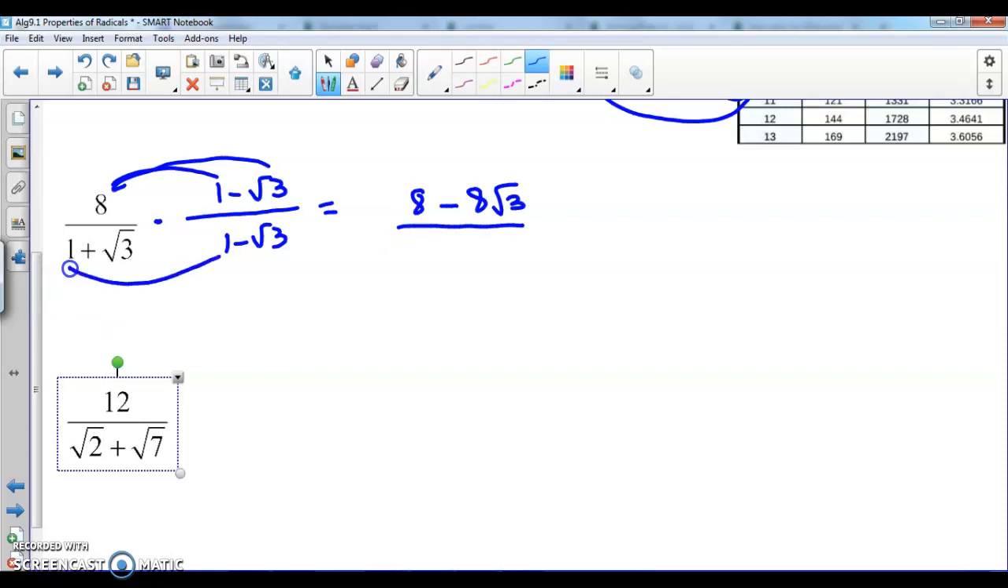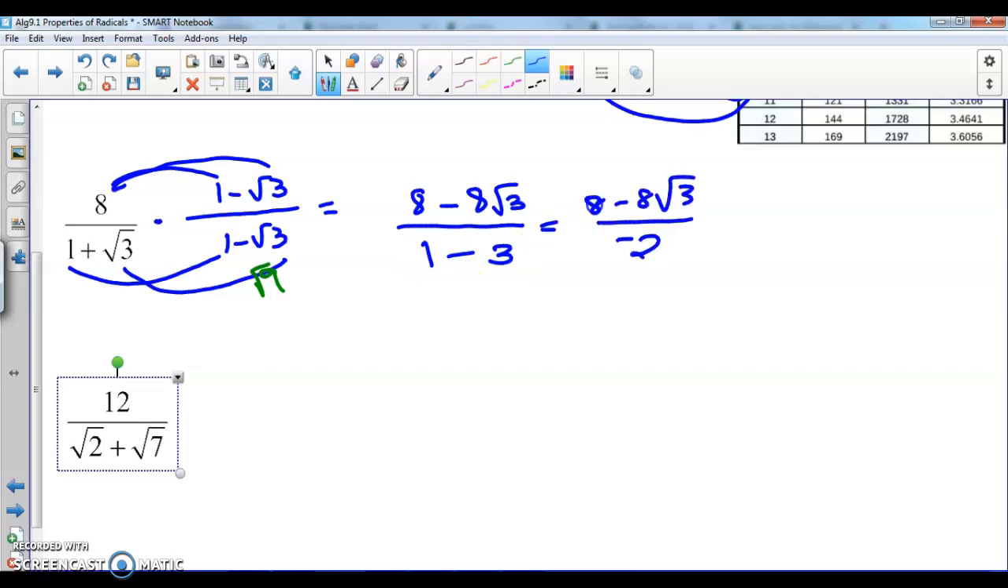1 times 1 is 1. Positive times negative is negative. So what is a radical 3 times radical 3? That's a radical 9. But what's radical 9? 3. Okay, oops. Now it looks a little bit different. So what is 1 minus negative 3? That will change to negative 2, right?